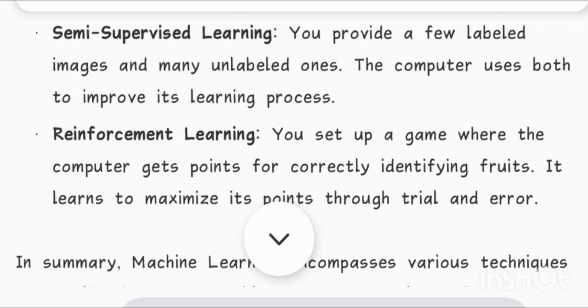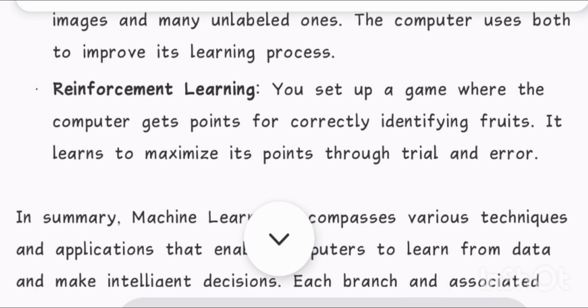Semi-supervised learning: you provide a few labeled images and many unlabeled ones. The computer uses both to improve its learning process. Reinforcement learning: you set up a game where the computer gets points for correctly identifying fruits. It learns to maximize its points through trial and error.